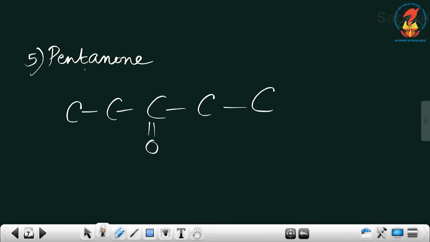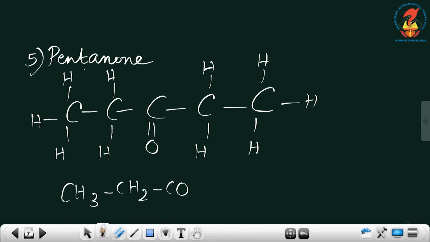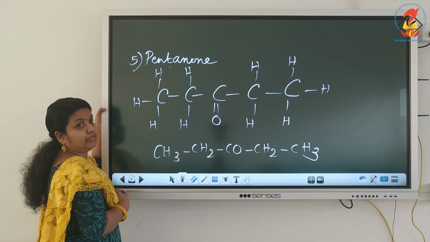The CO group will be somewhere in the middle of the chain. So I will make it exactly at the middle, but it need not be; you can place it on any middle carbon atom. One of the carbons in the chain is converted to the CO functional group, making the total number 5. Now the remaining valencies should be filled with hydrogens. Condensed formula is CH3, CH2, CO, CH2, CH3. So this is pentanone.